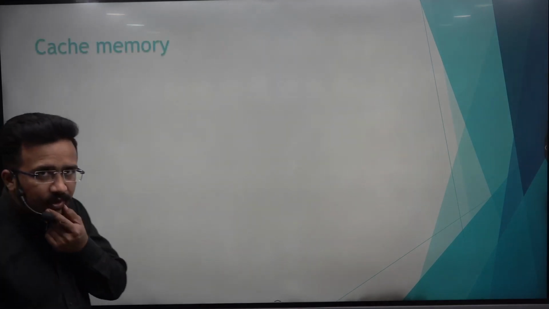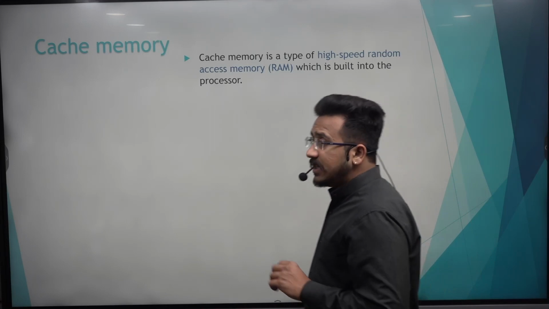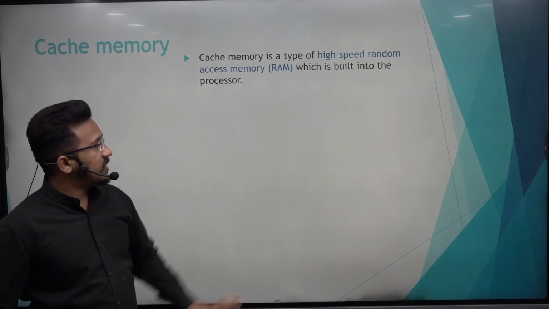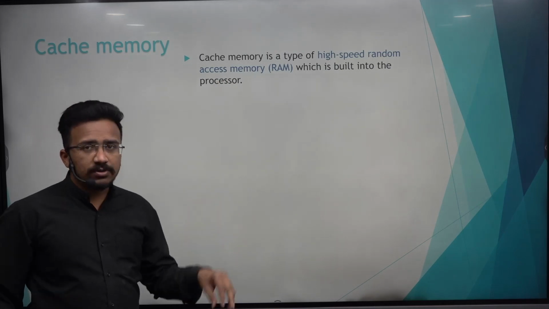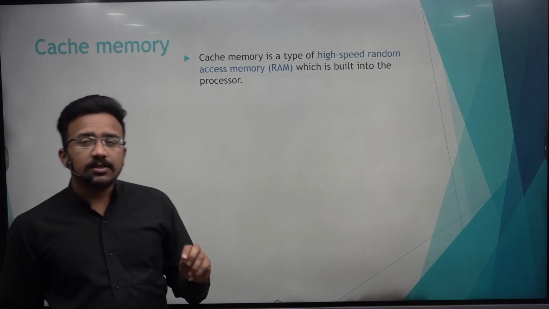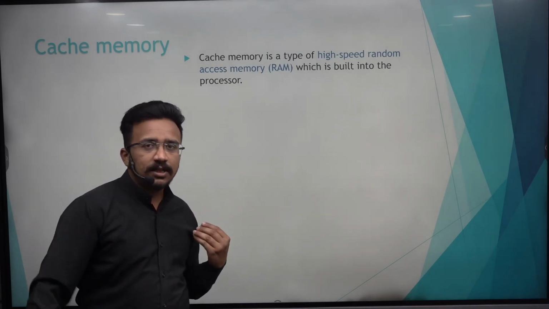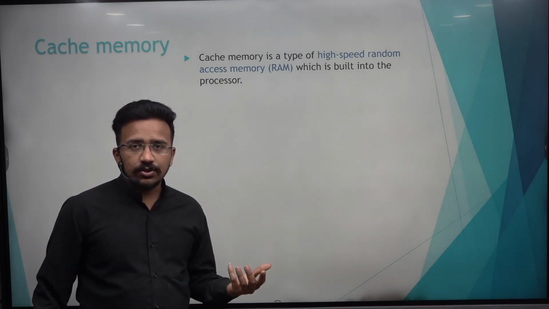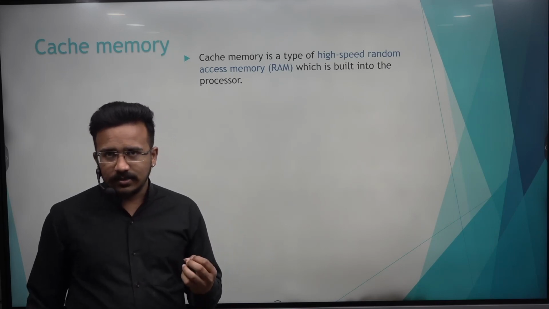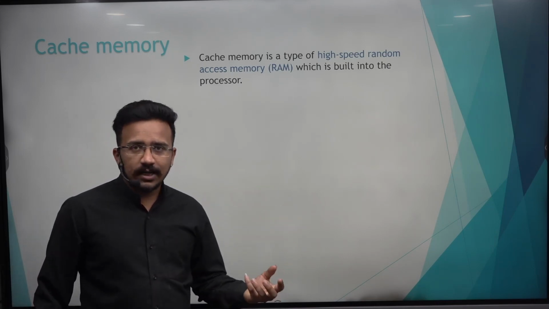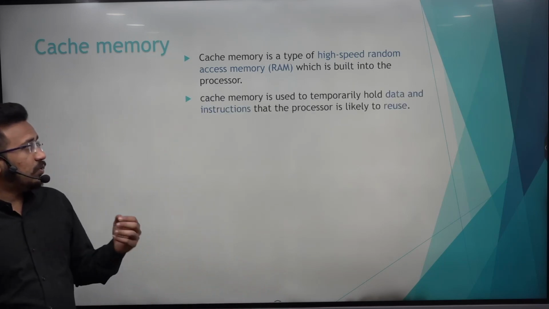Now cache memory. We discussed this one as well. The cache memory is a type of high speed random access memory which is built inside the processor. The processor likes to have some of the information so that it can directly process the data, the repetitive data which the processor requires to process something. That data will be stored inside a cache. So cache is quite a faster memory.